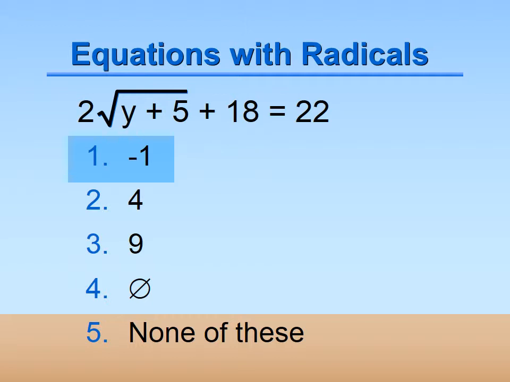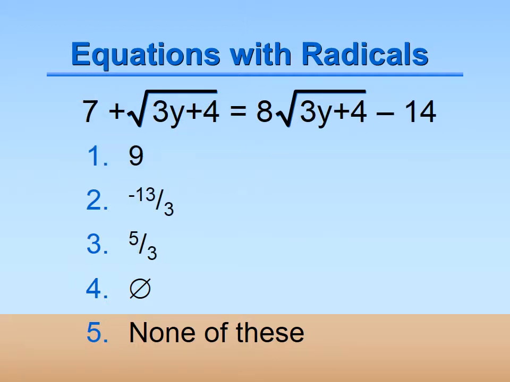Okay, you should have gotten the answer negative 1. The first thing you would do is subtract 18. And when you subtract 18, you would have gotten 2 square root of y plus 5 equals 4. And then you would divide by 2, so you would get the square root of y plus 5 equals 2. And then you square both sides, so you get y plus 5 equals 4. And then you subtract 5, and then 4 minus 5 is negative 1, which is option number 1.